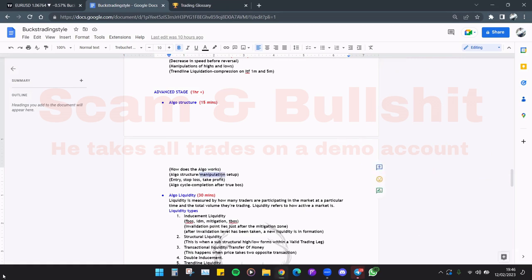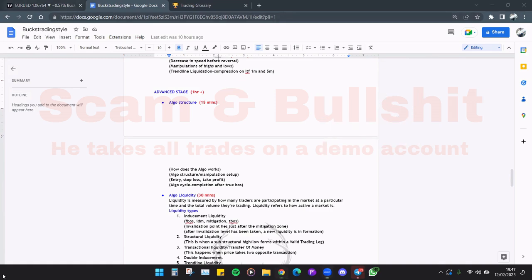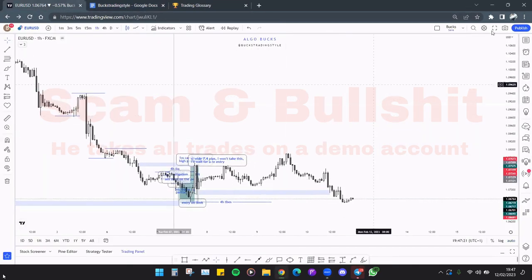Now, the algo structure or the manipulation setup, I know you've seen it a lot of times. This is the algo structure. This is the bedrock. This is the foundation of everything we'll be doing in this mentorship, everything you'll be doing in live trading, everything you'll be using for backtesting your entries: the MS, the manipulation setup. Where we have the break of structure right here. We also have the break of structure right here. When price takes out this low, this becomes a fake break of structure. This becomes inducement, and then we look for mitigation and the true break of structure. So let's understand that properly on chart.